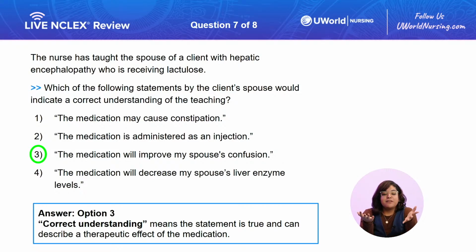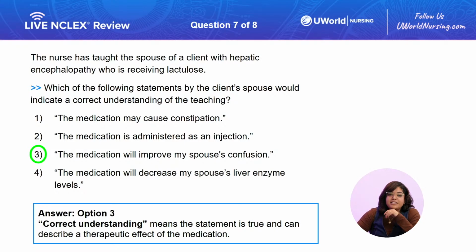So hepatic encephalopathy is a complication of cirrhosis that results from the buildup of ammonia. The buildup of ammonia can actually lead to confusion. So one of the reasons we give lactulose is to lower that ammonia and improve the condition. That's how we compare if the medication is working. Option 1 is incorrect. Lactulose causes diarrhea. Option 2 is incorrect. It is not an injection. It's either oral or rectal. Those are the most common routes. And then option 4 is incorrect. It will decrease serum ammonia, which is our goal, not the actual liver enzymes.